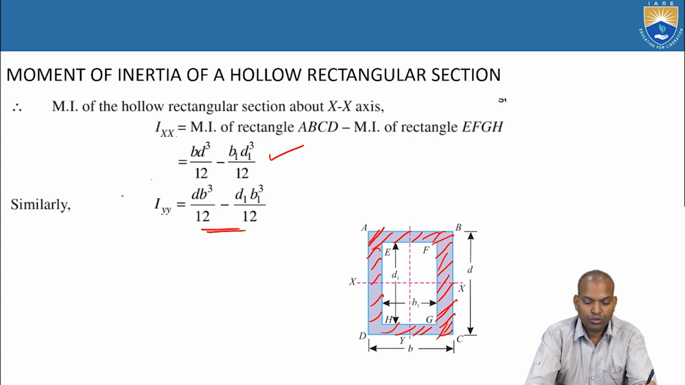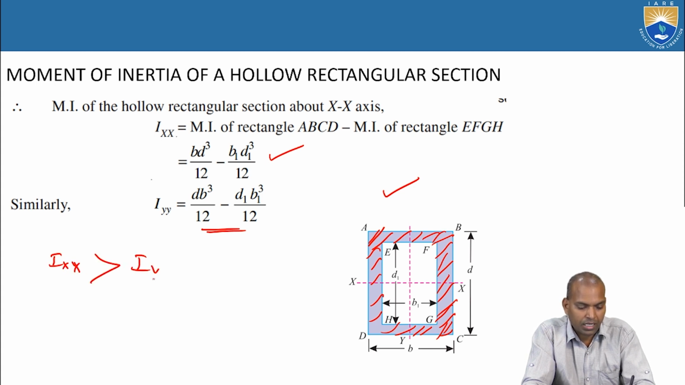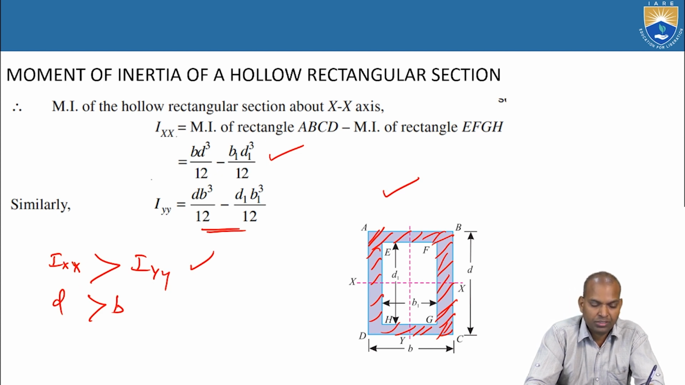And here, one more thing. For this case, Ixx is greater than Iyy. Why? The depth D value is greater than the B value. That's why here the moment of inertia about the x-axis is greater than Iyy, the moment of inertia about the y-axis.